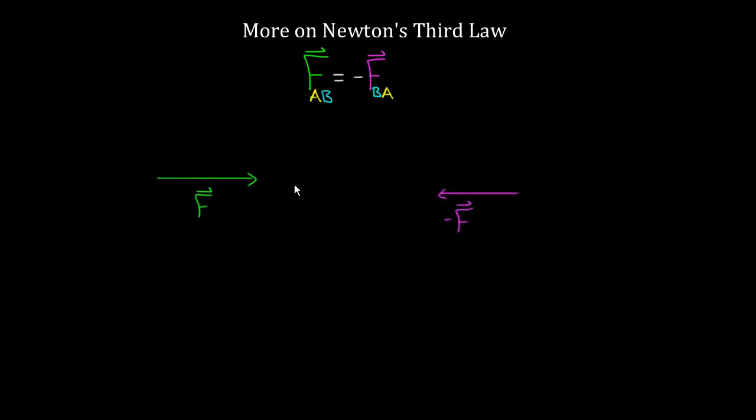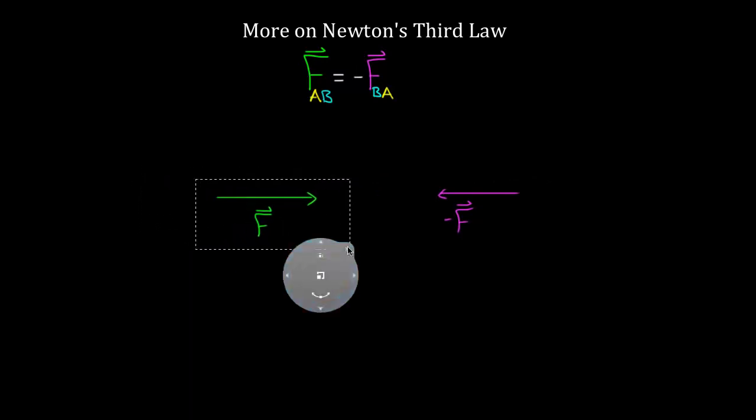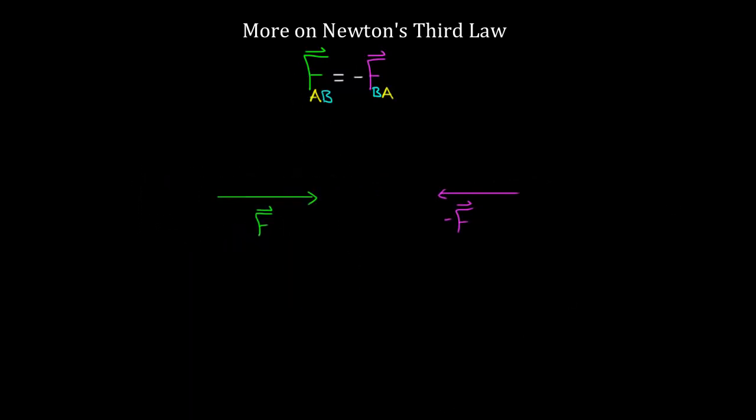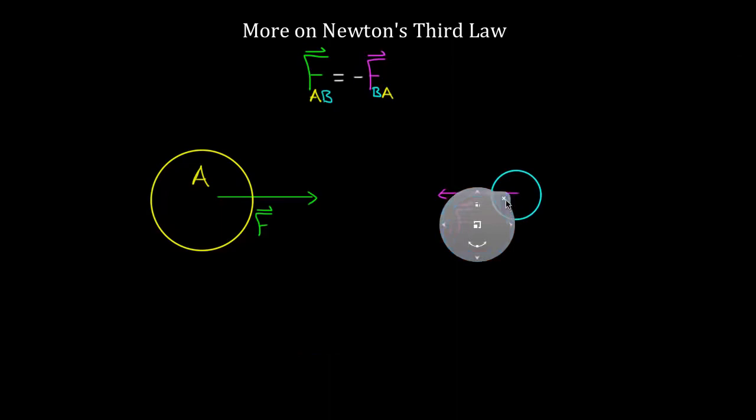Let's draw two different objects to show explicitly what I mean. Let's say this is object A, and it had this green force F exerted on it. Well, there's going to be another object, object B. We'll just make it another circle. So here's object B, and it's going to have this pink force, negative F, exerted on it. Now we're okay. Now we know these forces can't cancel.